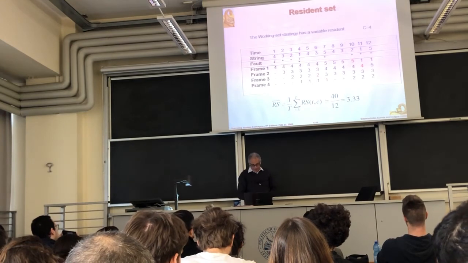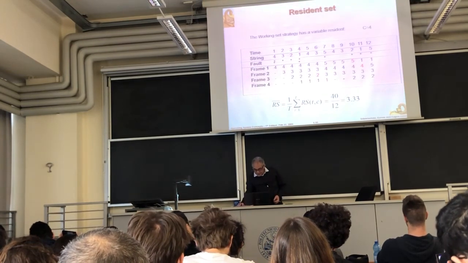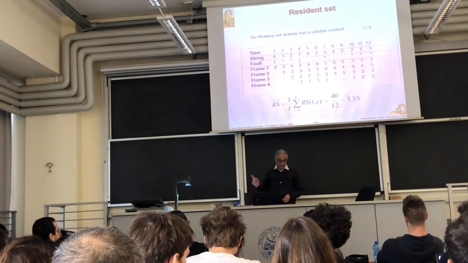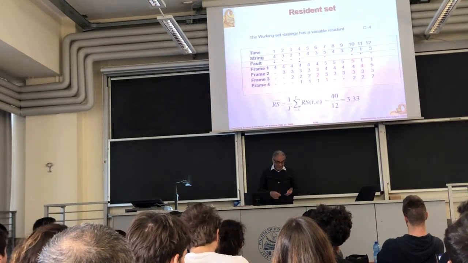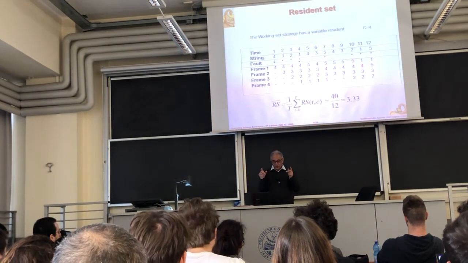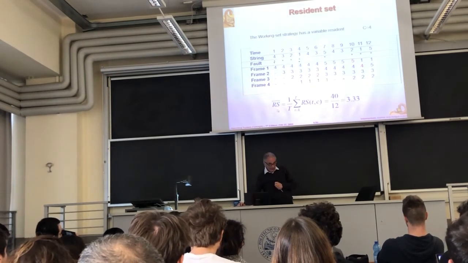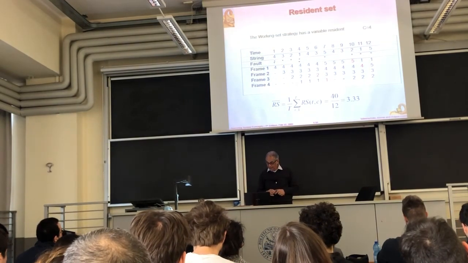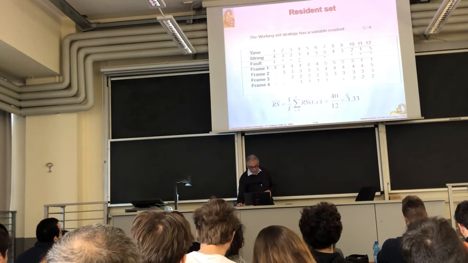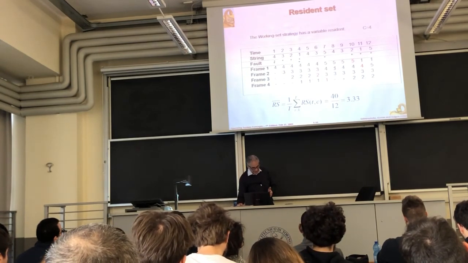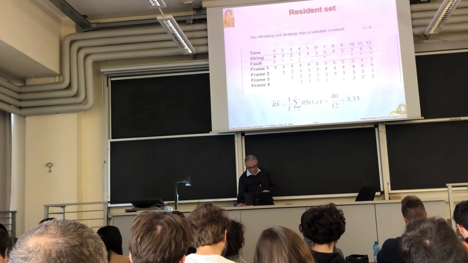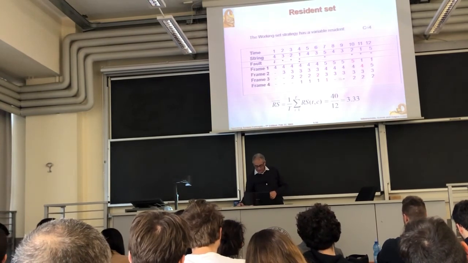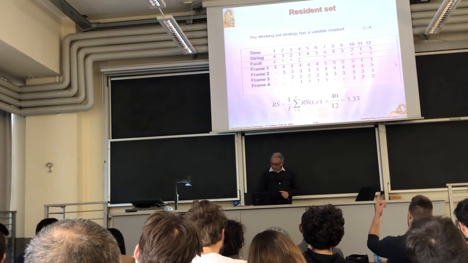So this strategy has a variable residence set. So to plot the page fault frequency, we use the average residence set on the x-axis and the page fault on the y-axis. So the average residence set is the sum of all these numbers, 40, divided by the number of references, 12. Okay.